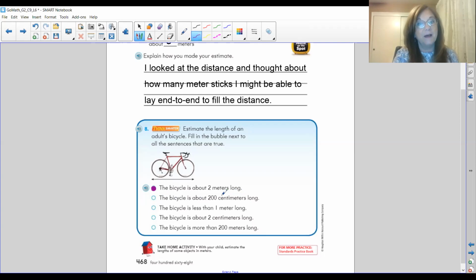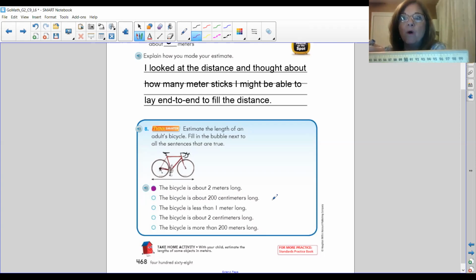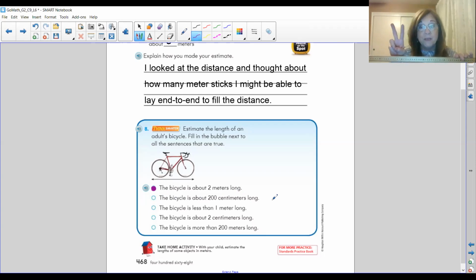The bicycle is about 200 centimeters long. Well, let's think. How many centimeters in a meter stick? Do you remember? There are 100 centimeters in a meter. So if it's 2 meters, let's count by hundreds. 100, 200. So that is 200 centimeters. So let's go ahead and bubble in the second one.